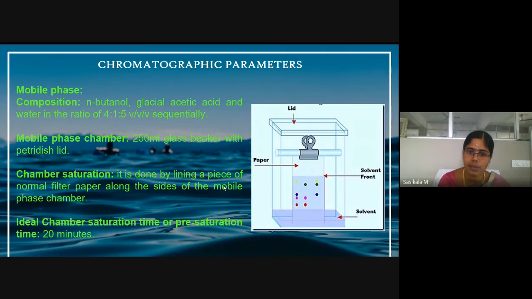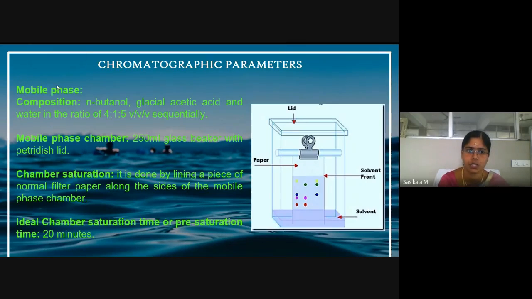Likewise, we can saturate your mobile phase chamber with mobile phase vapors, or else we can allow the chamber for 20 minutes. Ideally, after adding mobile phase solvent into the beaker, you can close it with the lid and allow it for 20 minutes. It is the ideal chamber saturation time. For any chamber you can leave up to 20 minutes, so automatically it will be getting saturated. Before keeping your stationary phase for development inside the mobile phase chamber, we need to saturate the chamber with mobile phase solvent. This is the condition.